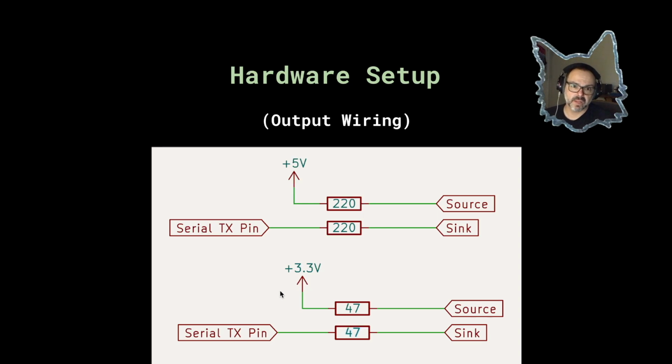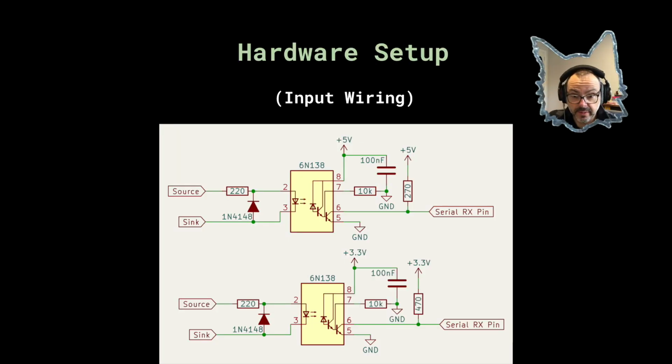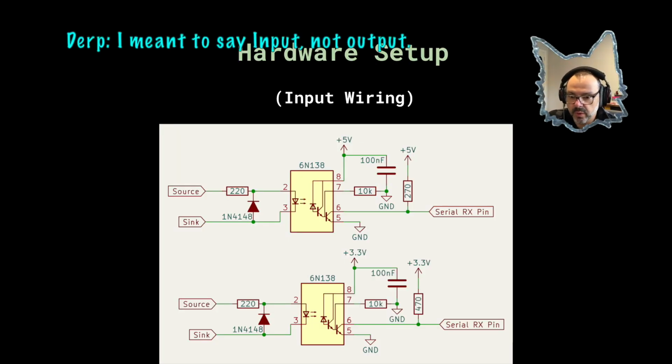And if you have one that is operating at 3.3 volts, which is what we have today, we're going to use a 47 ohm. And this is for output, right? Now the sink just gets connected to the microcontroller pin, and that pin is a serial pin. Okay, the output wiring is a little bit different.